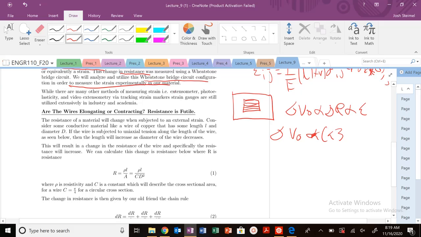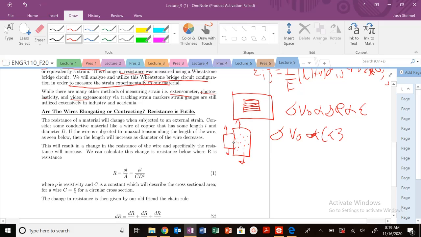So there are lots of different methods of actually measuring strain. You could use an extensometer, where you have a material and you clip a mechanical clip on, and then as you stress your material, you could measure how this extensometer changes in terms of length. You could use optical techniques, photoelasticity. You could use video extensometry, where you're tracking dots on your sample.